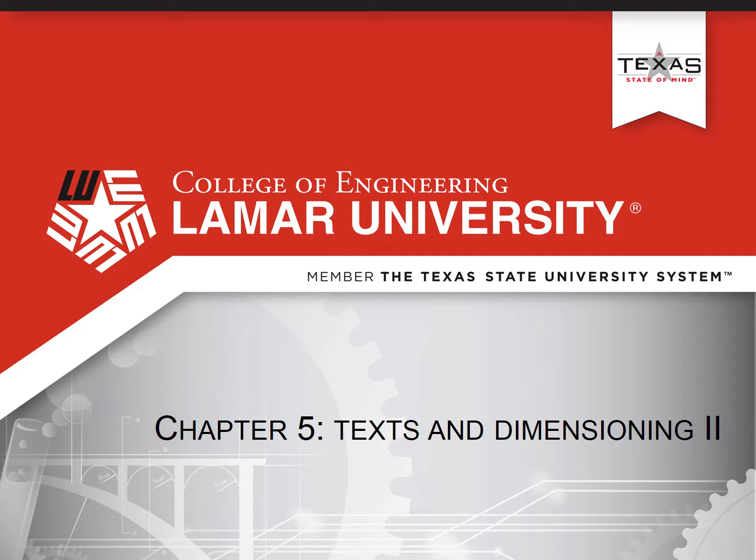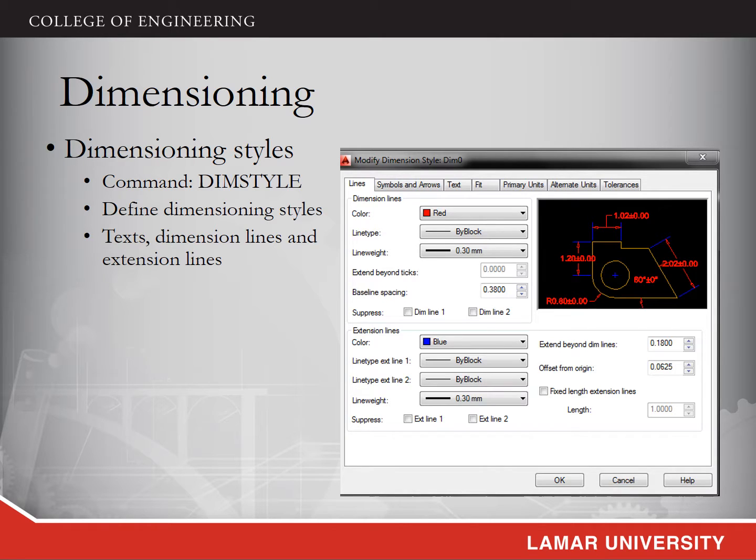In the second part of Chapter 5, we will continue introducing text and dimensioning functions. Basically, we will introduce more advanced dimensioning functions and the generation of tables in AutoCAD. Before we go to the introduction of advanced dimensioning functions, we have to know how to change the styles of the dimension, especially if we want to display the dimensions appropriately for the current drawing.